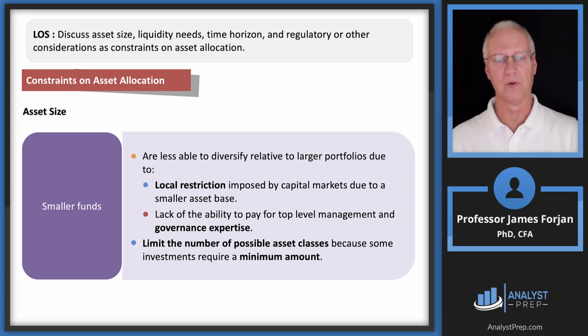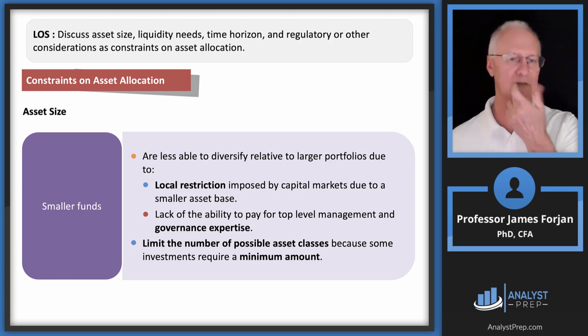So remember local restrictions. And then if I only have $100, I'm probably not going to be able to pay for top level management and any kind of expertise. So look at that bottom bullet point. Limits the number of possible asset classes. All right, that makes sense.